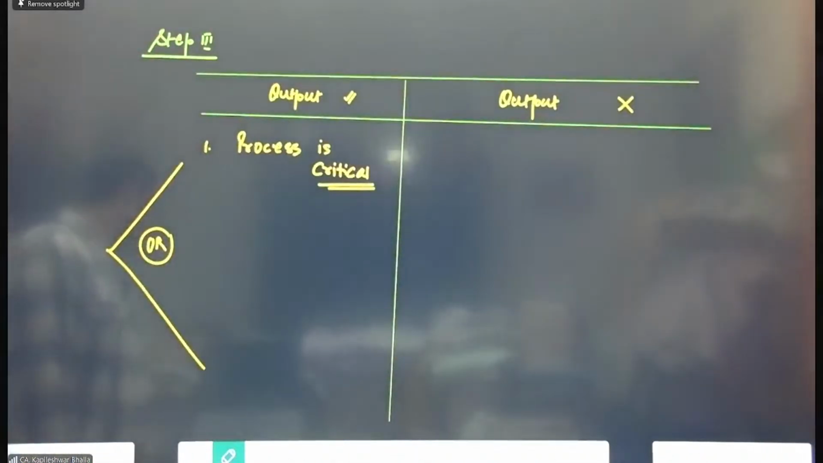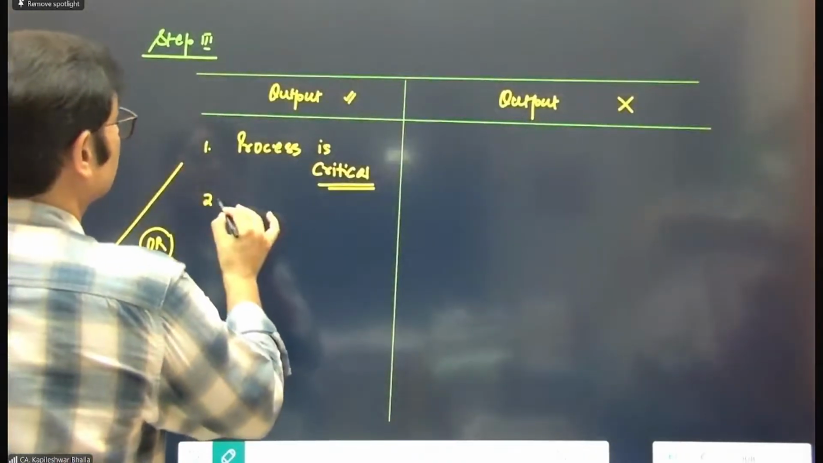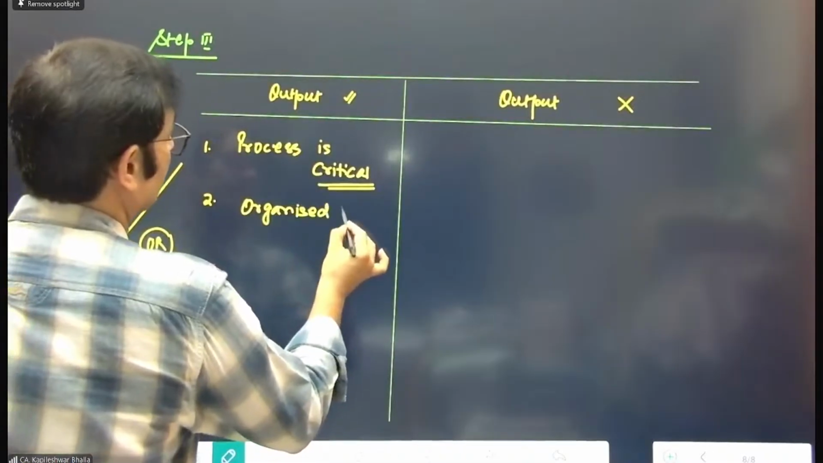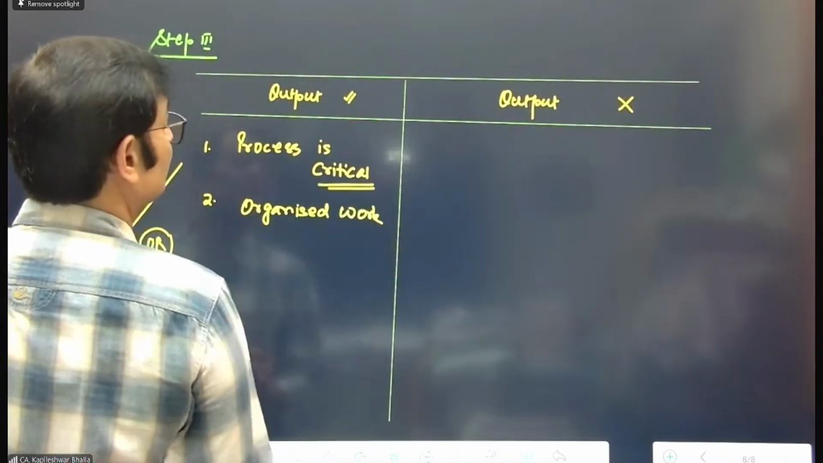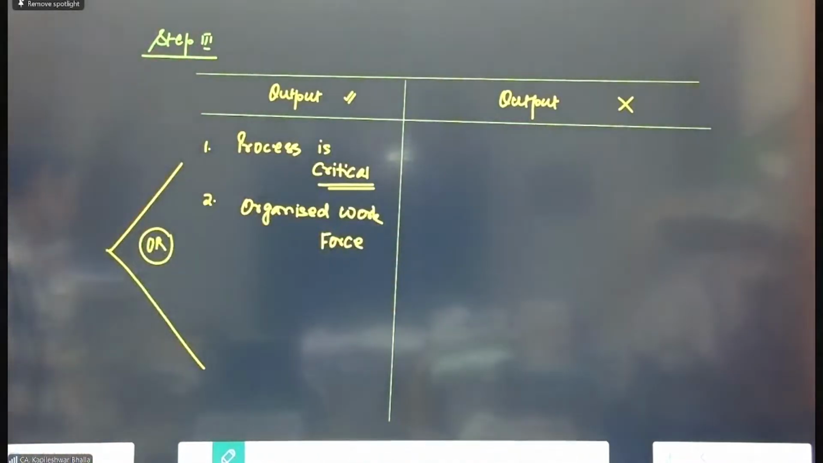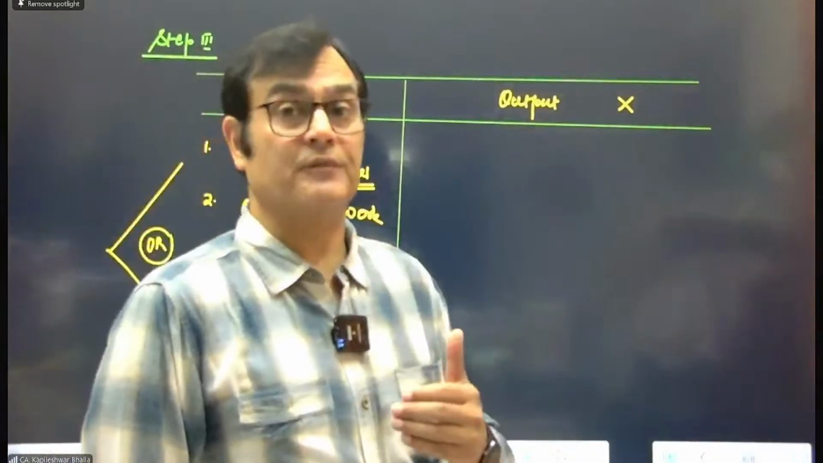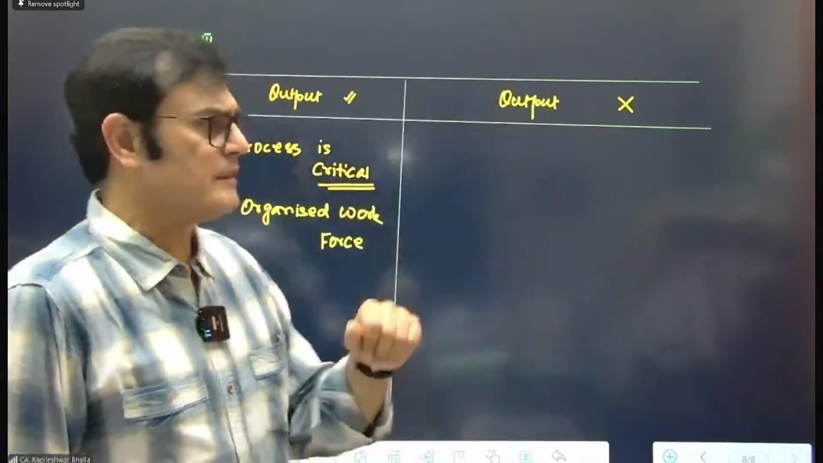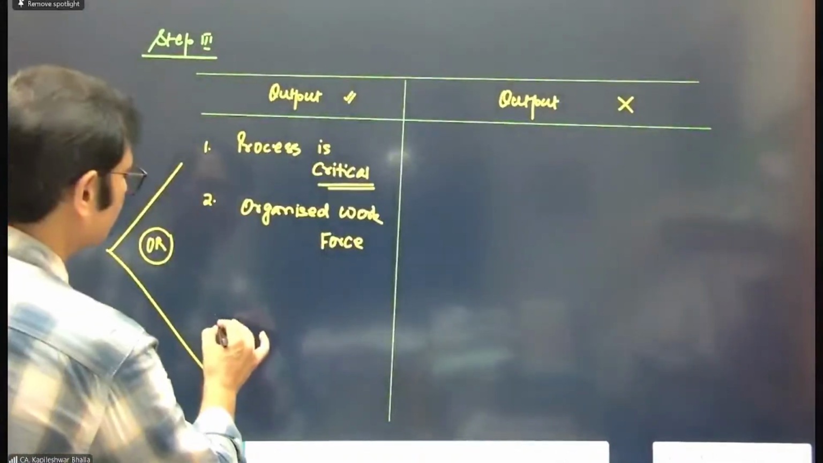Once we're able to prove that the process is critical, we also need to prove the second condition, that we have taken over the organized workforce. Along with the other elements of input, we've also taken the organized workforce, the people who have the necessary skills as well as the experience with which we can decide that yes, you've taken the process. So prove the first set of conditions. If not, you can prove the second set of conditions as well.